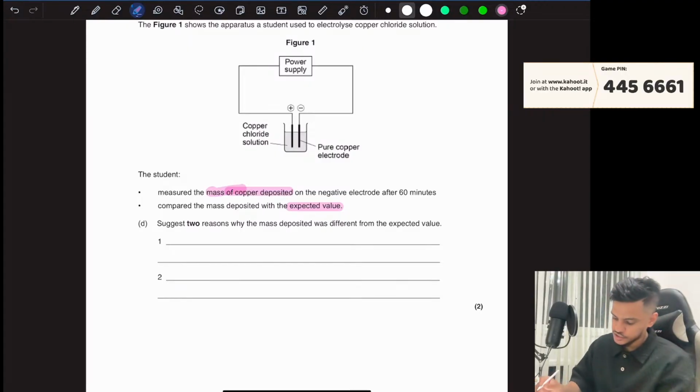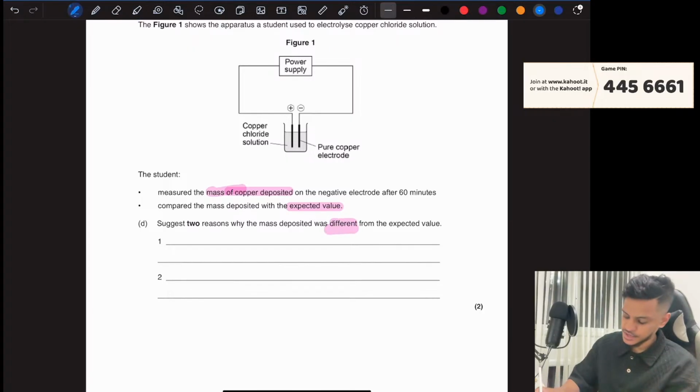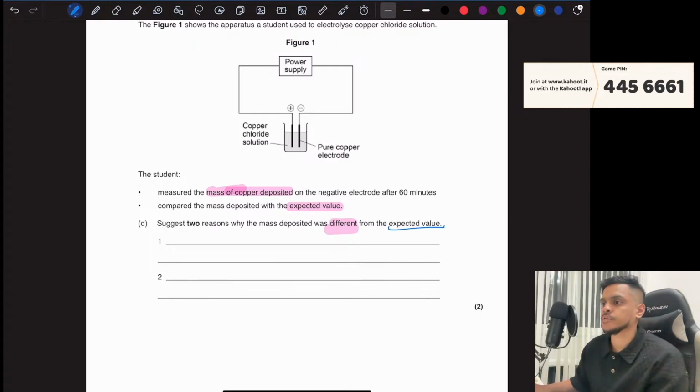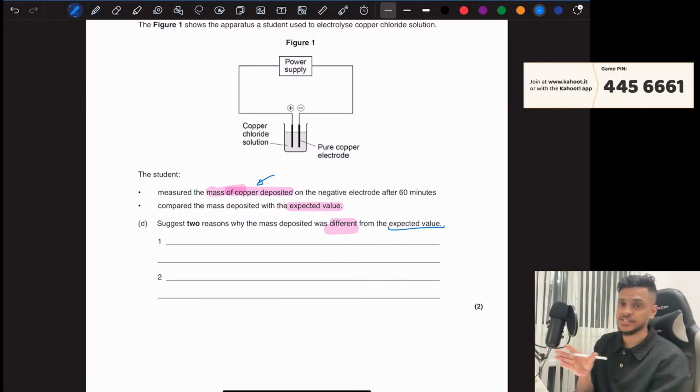It says here, suggest 2 reasons why the mass deposited was different. So there was some discrepancies from the expected value. Why could it be different? This is actually quite a hard question. So remember what you're doing. It's not to do with gases, no, because there's no gas here. We're measuring the mass of it, and we're seeing, has the mass changed?